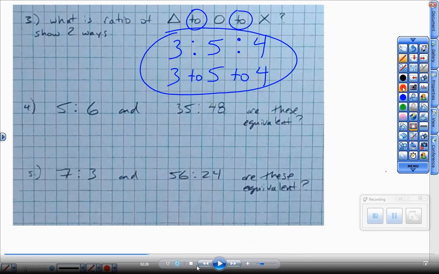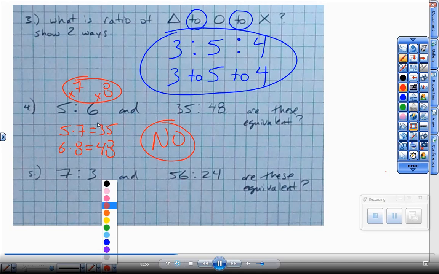Cow. So for these equivalent ones, if you multiply both these numbers by the same number to get these, it's equivalent. The problem with number 4 is the only number times 5 to get 35 is 7. And the only number times 6 to get 48 is 8. And I got that on my calculator by taking 35 divided by 5 and 48 divided by 6. And that right there, because I'm timesing those by 2 different numbers, that is a no. These are not equivalent. No.